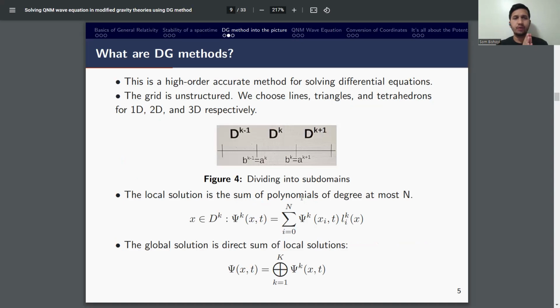What happens here is that we have a very large computational domain, and we divide the computational domain into elements. Then we approximate a local solution on each element, and finally take a direct sum to get the solution on the whole domain. This is what we can see in the expressions here. Psi k is the local solution, and when we direct sum that, we have the complete solution over the whole domain.